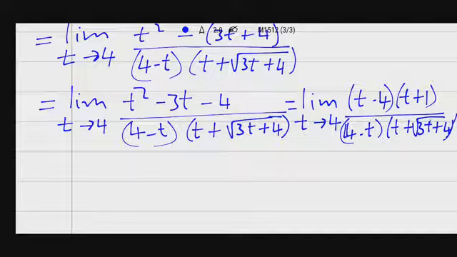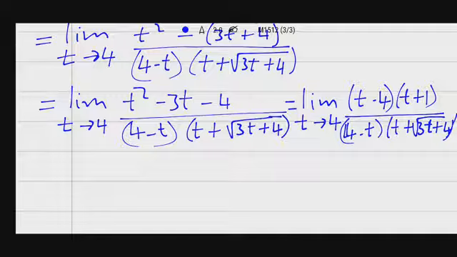So you still have something like that, and you are tempted to do cancellation at this stage, and you find that in the numerator you have t minus 4, in the denominator you have 4 minus t. So there is a minus sign that needs to be factored out first. Either you factor the numerator or the denominator so that you have t minus 4 in both.